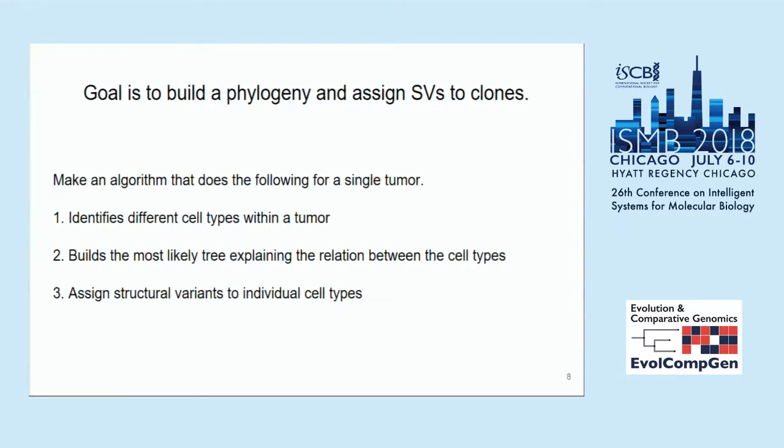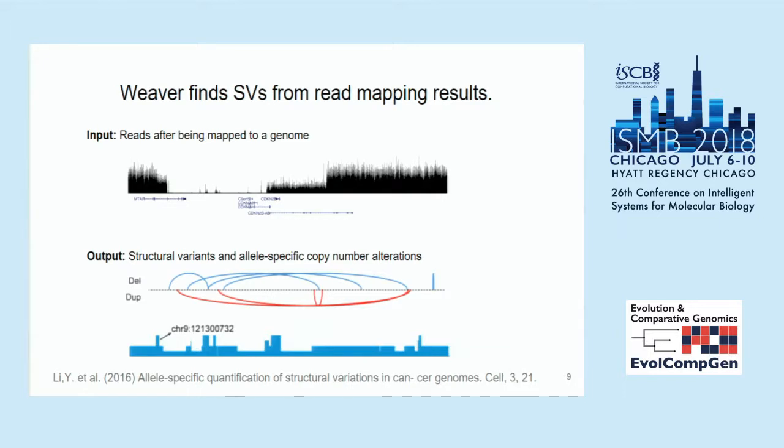We develop an algorithm that identifies different cell types in a tumor, builds a likely tree that explains how these cell types are related, and assigns structural variants to each of them. Luckily, Professor Jian Ma's group at Carnegie Mellon, and specifically his student Yang Li, has developed a tool called Weaver that takes as input called reads and uses a Markov random field to estimate the copy number of both segments across the genome as well as the copy number of the structural variants.